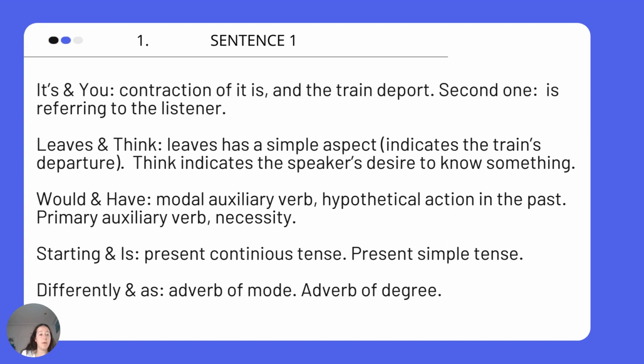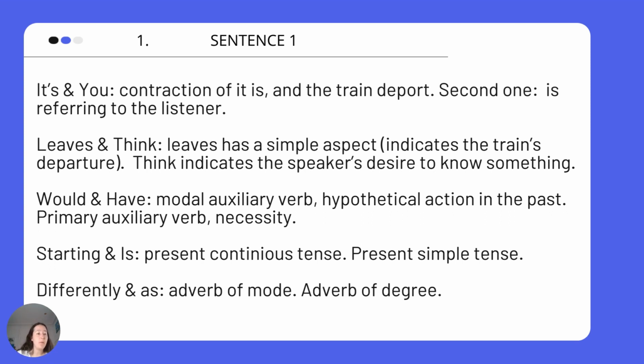For the second category, we have two different examples of verbs. The first one is leaves and has a simple aspect and indicates the train's departure. And the second one is not tricky, but it could be, and it's about think. Why could it be tricky?